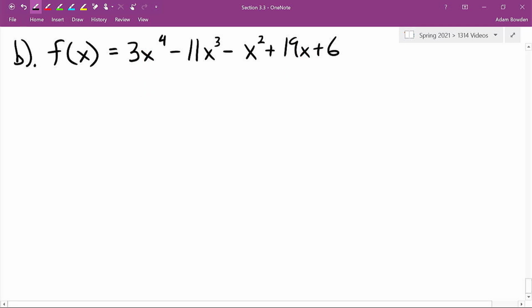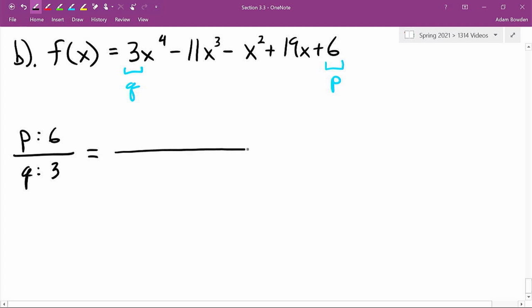So let's look at this polynomial and also do the same thing to list out the possible zeros. So we have Q in the front and P is the last. So when I list out here the 6 and the Q for 3, and list out again the factors of each of these numbers. Factors of 6, plus or minus of each, there's 1, 2, 3, and 6.